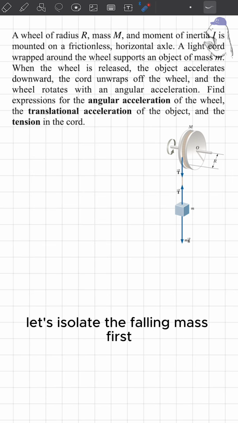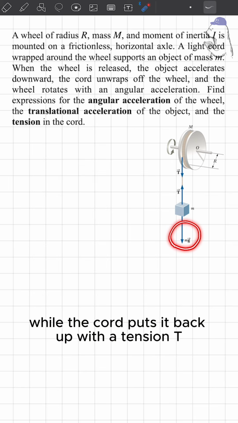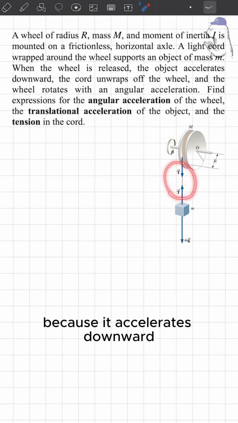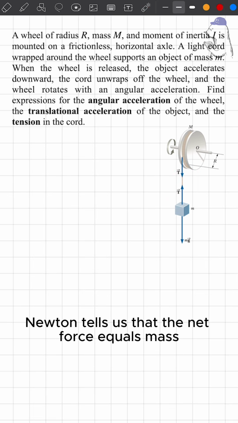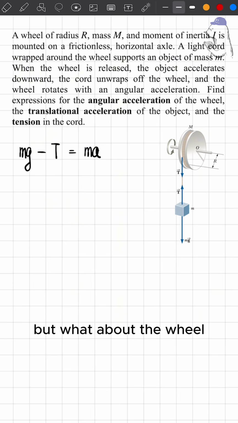Let's isolate the falling mass first. Gravity pulls it down with a force of mg, while the cord pulls it back up with a tension T. Because it accelerates downward, Newton tells us that the net force equals mass times acceleration, which is mg minus T equals ma. But what about the wheel?